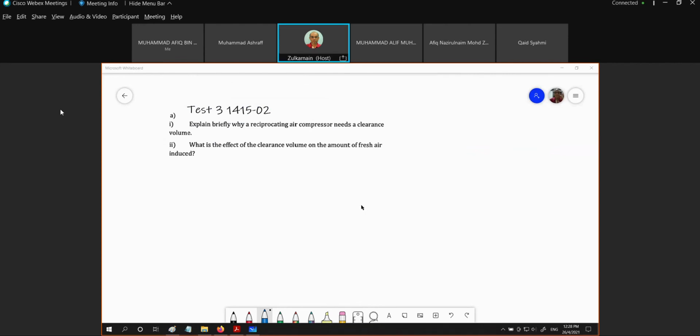Explain briefly why a reciprocating air compressor needs a clearance volume. What is the effect of clearance volume on the amount of fresh charge air induced? So what should be your answer for part 1? For part 1, what should be your answer?